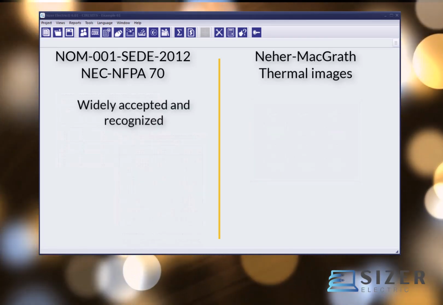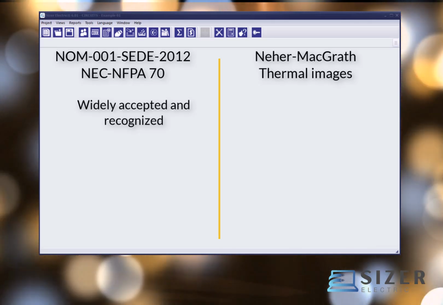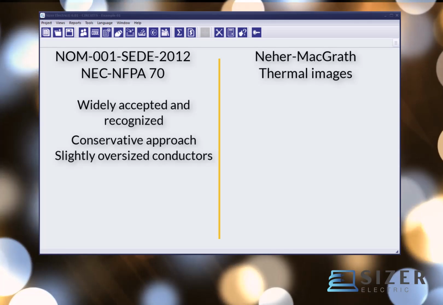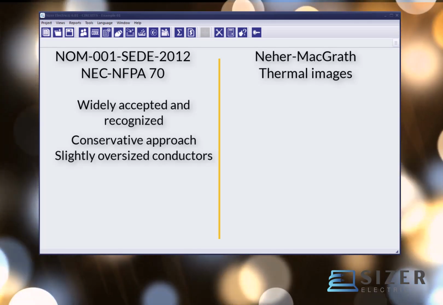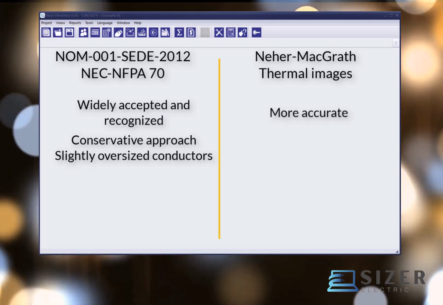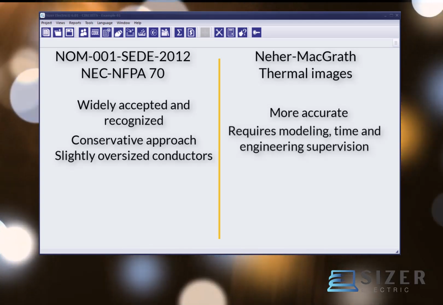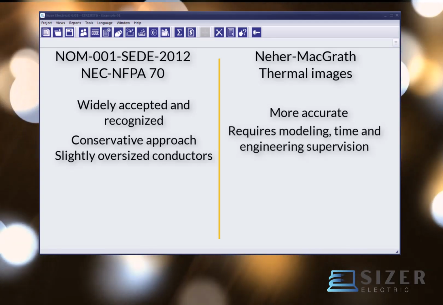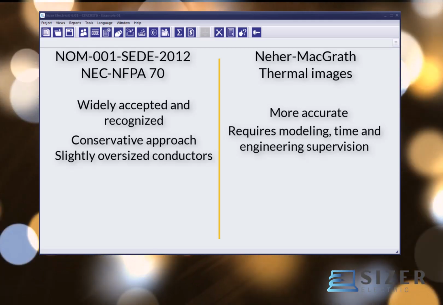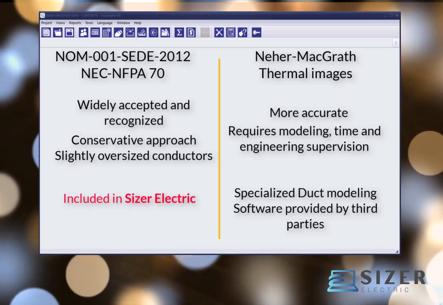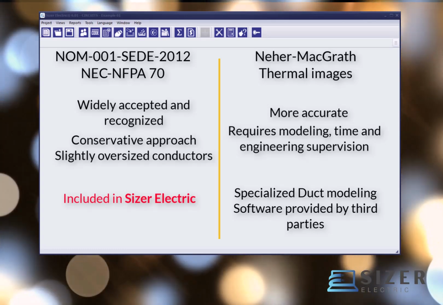The first method is widely accepted and recognized by the electrical engineering community. However, it is a conservative approach and may result in slightly oversized conductors. The second method is more accurate, but it requires detailed system modeling using specialized duct bank calculation software. It's time-consuming, and must be reviewed and supervised by qualified engineering personnel. Sizer Electric applies the first method, therefore, it is important to understand its scope.